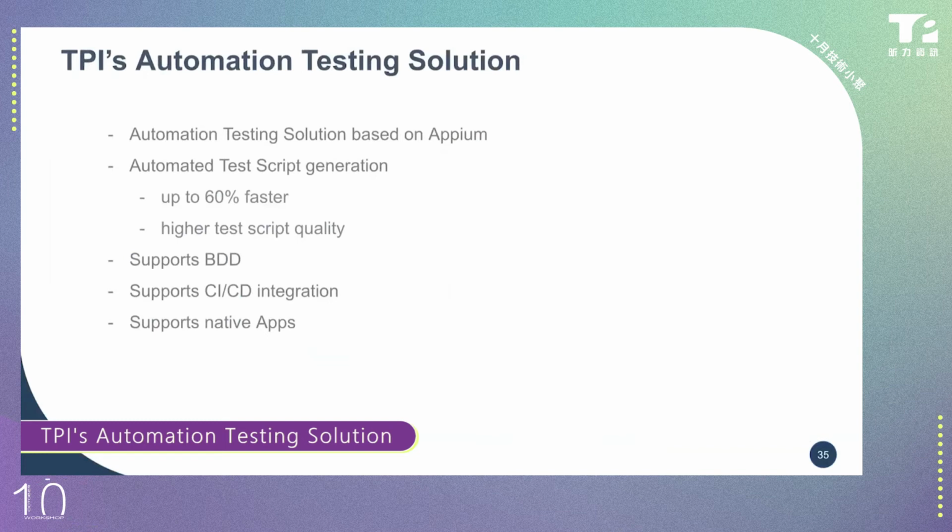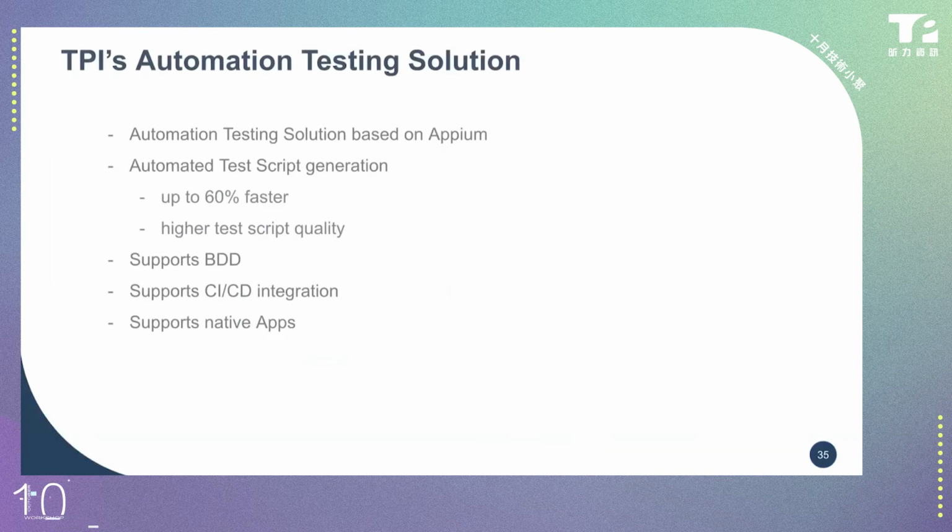So as we heard before, automation testing is becoming more and more important in the future. Automation tests allow you to test your app more frequently and faster than a manual test, and it's a great way to improve the quality of your application. So we at TPI developed our own automation testing solution, which is based on Appium.